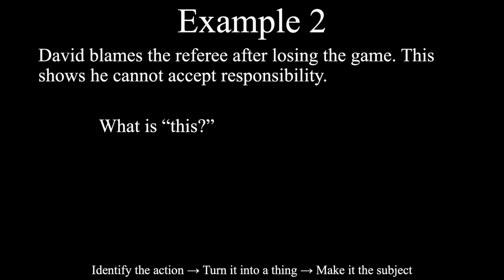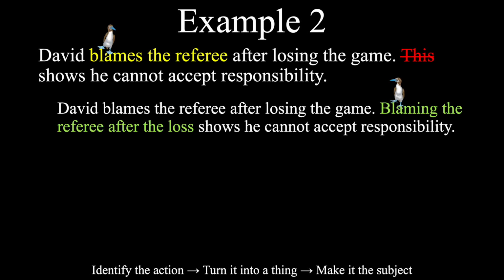Let's look at another example really fast. David blames the referee after losing the game. This shows he cannot accept responsibility. Now, of course, what is this? It is blaming the referee. That's what he's doing. So instead of using the word this, we can say David blames the referee after losing the game. Blaming the referee after the loss shows he cannot accept responsibility.